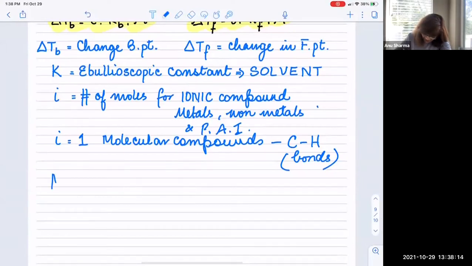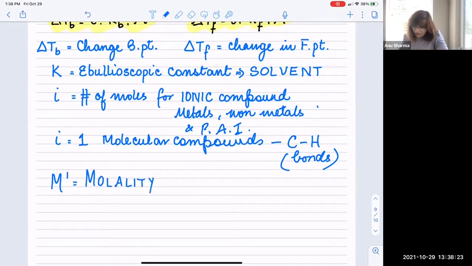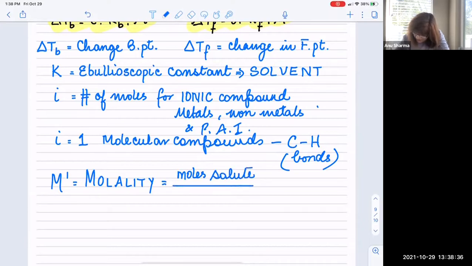Now, what is m dash? M dash stands for molality. What is molality? Molality is the moles of the solute over the kilograms of the solvent.